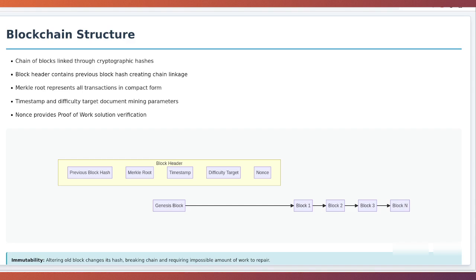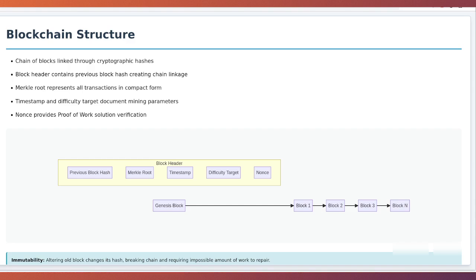Let's examine how all these cryptographic components fit together in the actual blockchain data structure. A blockchain is literally a chain of blocks, where each block contains three main parts: the block header, the transaction data, and the Merkle tree structure we discussed earlier. The block header is the most crucial part for maintaining the chain's integrity. It contains several key pieces of information.